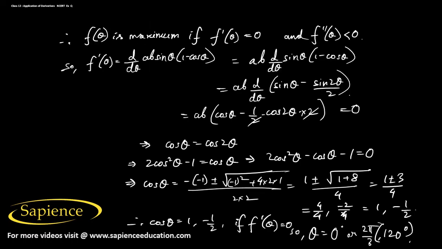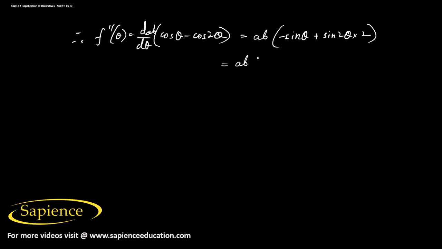So therefore, now f double dash theta will be d by d theta of this function, which is AB into cos theta minus cos 2 theta. So that will be equal to AB, which will come outside since it is a constant, and that is minus sine theta, then minus, so plus sine 2 theta into 2. So therefore that is AB into 2 sine 2 theta minus sine theta. This is f double dash theta.